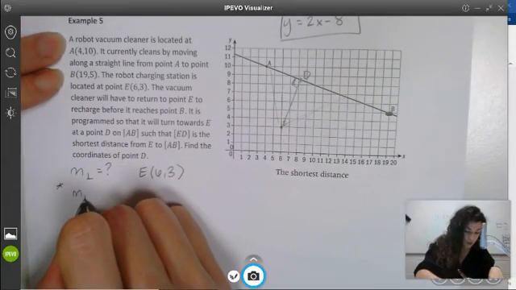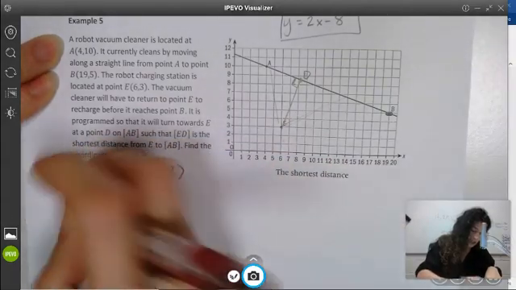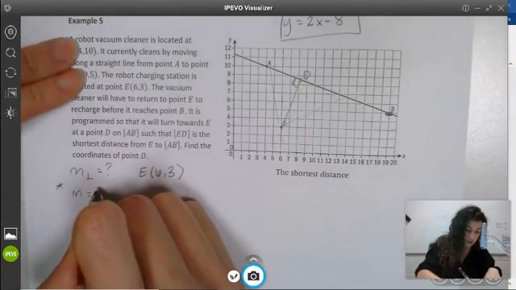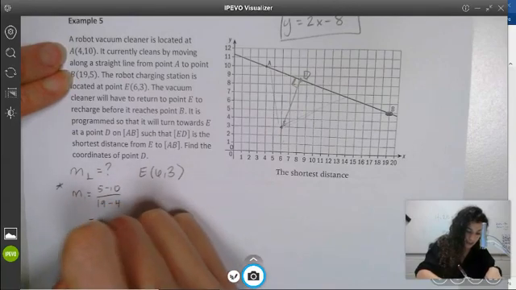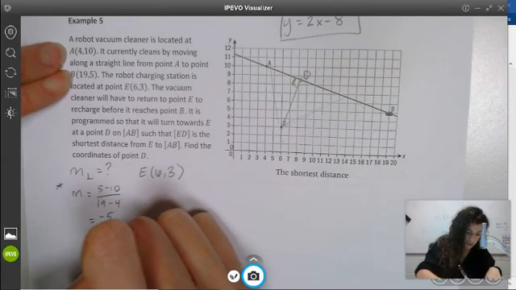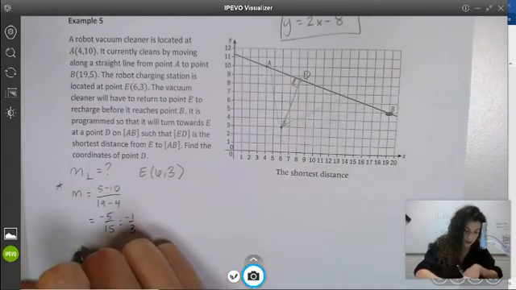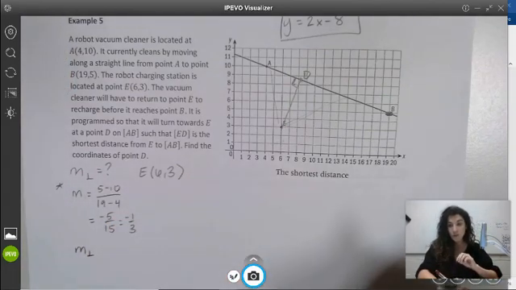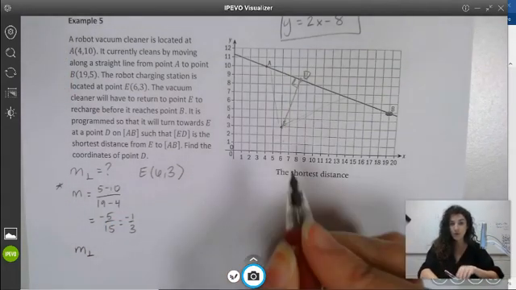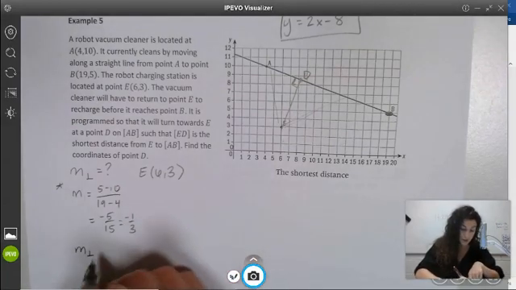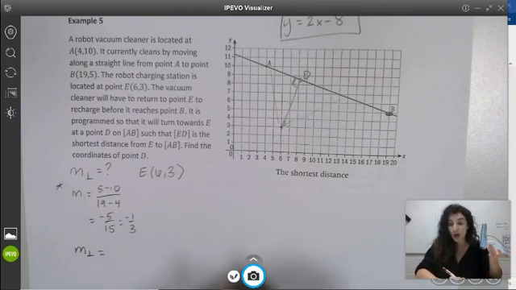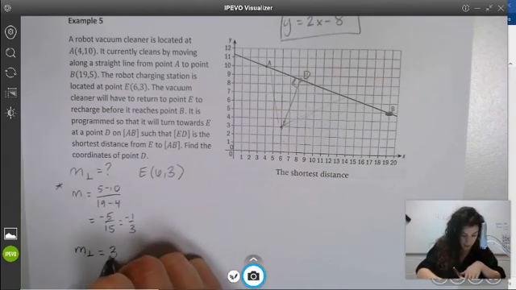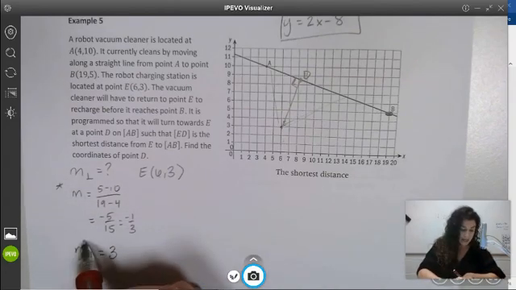We need to find our original slope first. It's the change in your y's over the change in your x's. So 5 minus 10 over 19 minus 4. That's going to be negative 5 over 15, in other words, negative 1/3. Our perpendicular slope is going to be the negative reciprocal, which means it goes from negative to positive, and 1/3 turns into 3 over 1, or in other words, 3. So your perpendicular slope is 3.